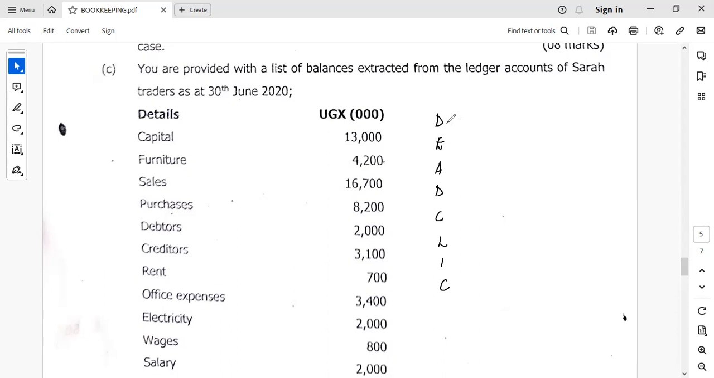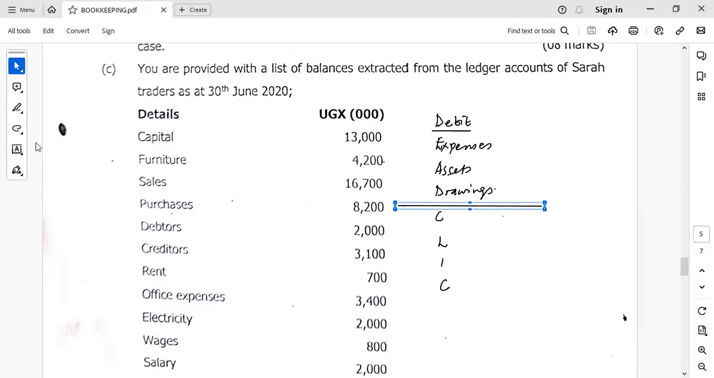So this is debit. D stands for debit. Now, when it comes to debits, what you need to know is that expenses have a debit balance, assets also have a debit balance, then the drawings also have a debit balance.